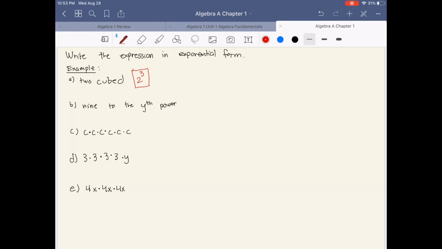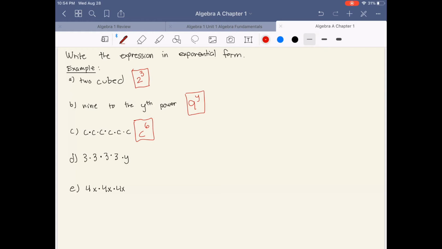Okay, so letter B, 9 to the yth power. So you're translating this to 9 to the y power. That is it, okay? Super simple. Okay, letter C. C times C times C times C times C times C. So, how do you rewrite this? C to the 6th power. And that is it. Okay, very easy.